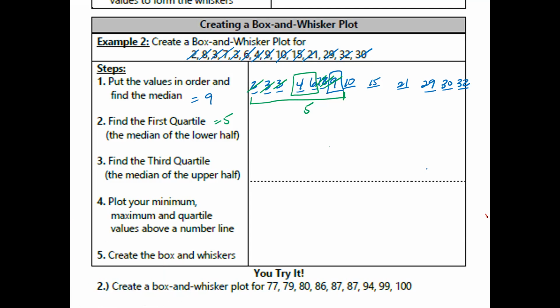Then your upper quartile is going to be the middle number on the right side of 9. So 1, 2, 3, and 1, 2, 3. Wait, hold on a second. Did I miscount? 1, 2, 3, 4, 5, 6, 7, 8. Oh, you know what? I made a little typo here. Hold on a second. Let's go back a little bit.